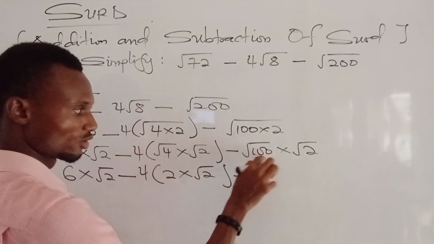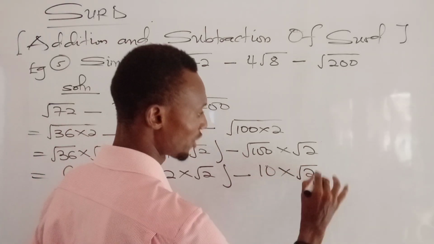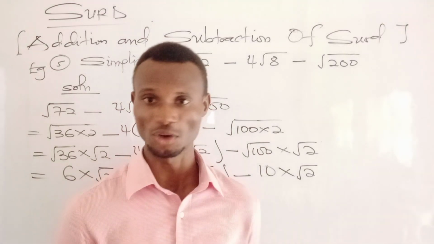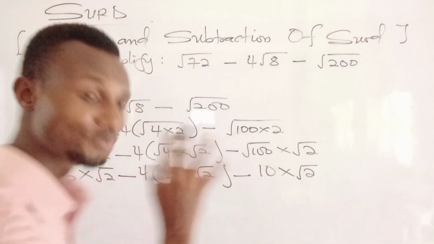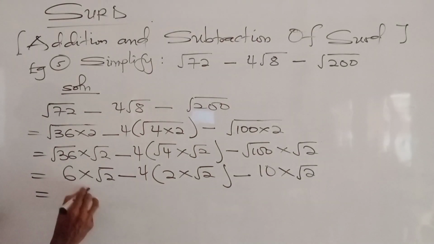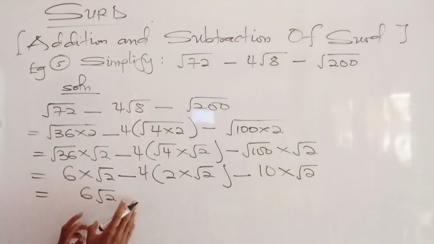Bring your minus, square root of 100 is 10. Then times square root of 2. You have to repeat your square root of 2 because you will not get a whole number as an answer for square root of 2. So just repeat it. Okay, now let's simplify further. 6 times root 2 will give you 6 root 2. And I've explained this a lot in the previous videos, how we conduct the multiplication.